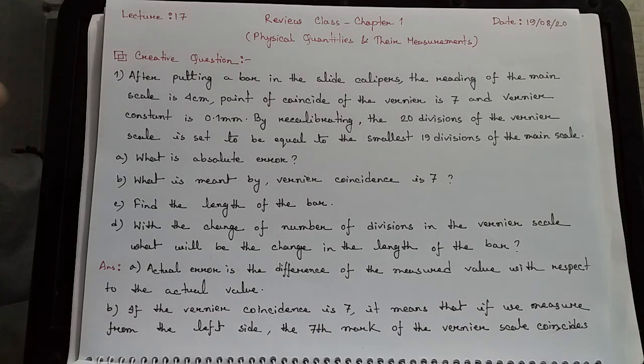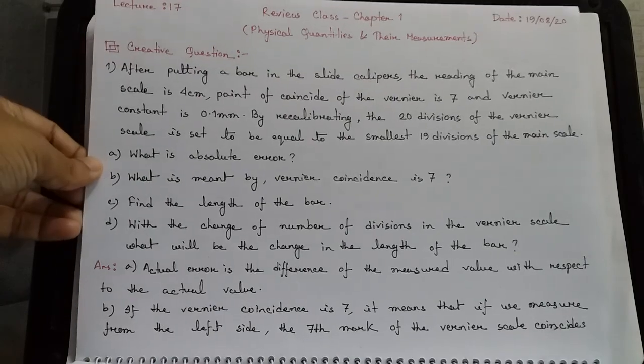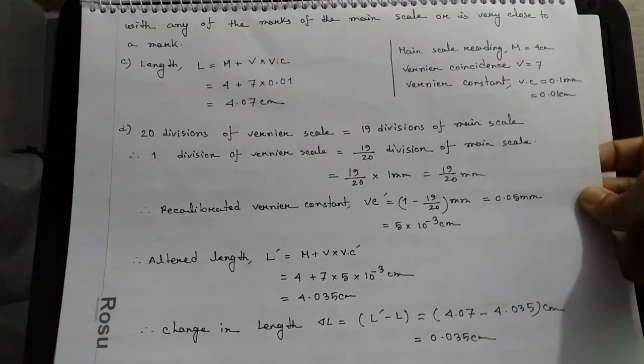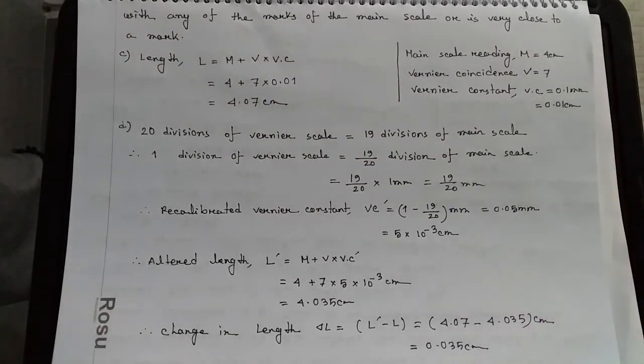So what was question number D? With the change of number of divisions in the Vernier scale, what will be the change in the length of the bar? With the recalibrated scale, what will be the new reading for the length? Let's try to determine the answer of question D.